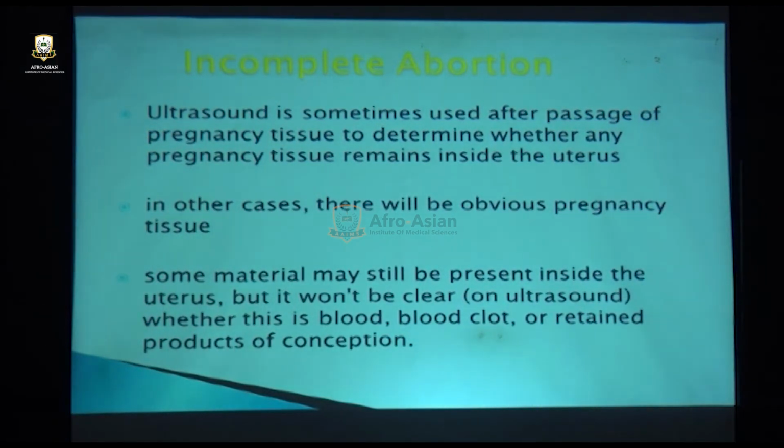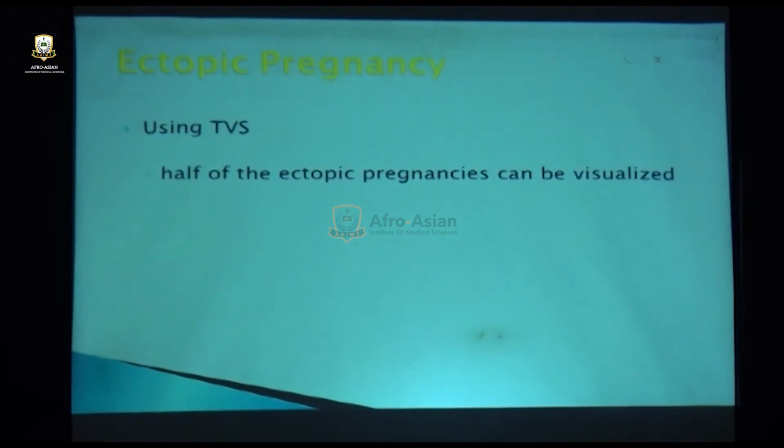In incomplete abortion, as you all know, there is content and it is not completely evacuated, so something will remain in the uterus. Ectopic pregnancy is another big important thing. It is of two types, an intrauterine ectopic pregnancy and an extrauterine ectopic pregnancy. And then there is an ectopic pregnancy in which both a normal intrauterine pregnancy is present and along with it another one is lying outside. This is called heterotopic pregnancy.